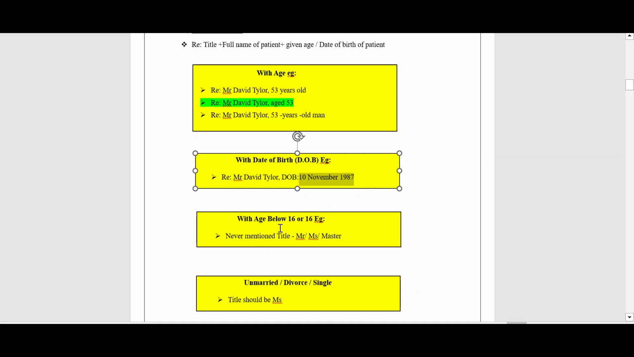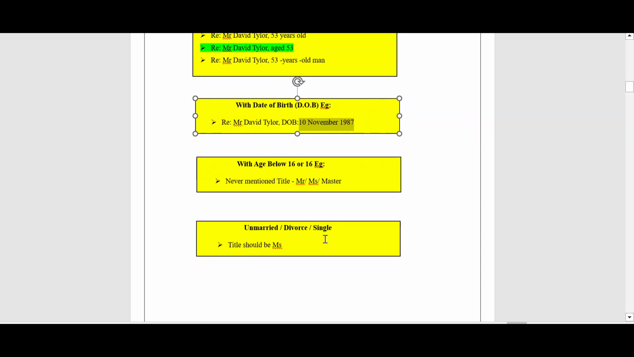And if the patient is below 16 or 16 years, then never mention Mrs., Ms., Master or Mrs. And if the patient is married, unmarried, not married, divorced or single, then it is better to mention Ms.